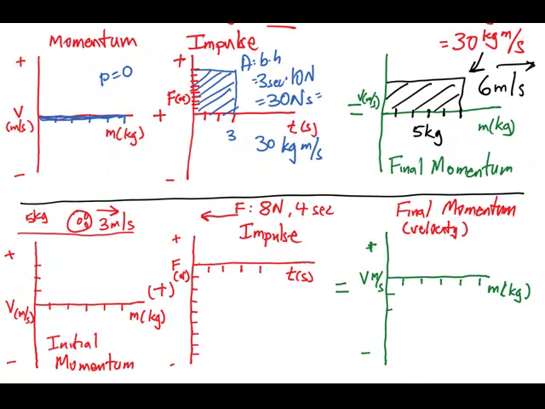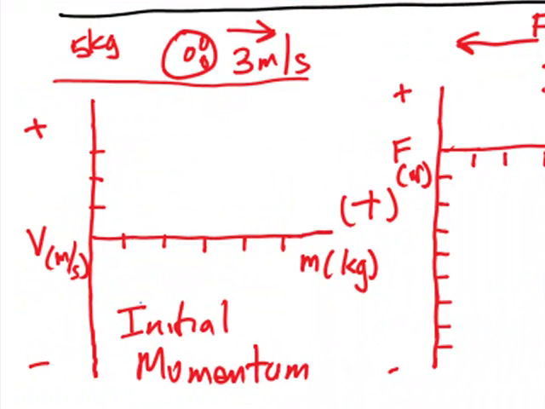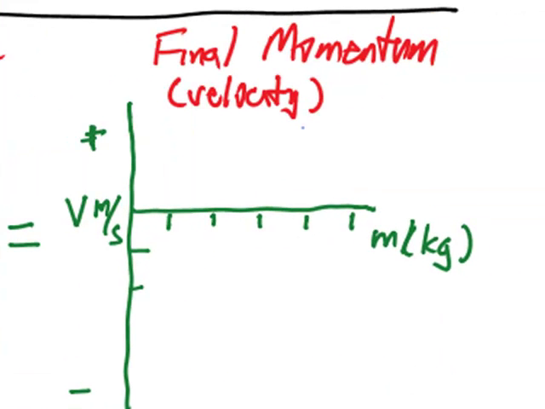Okay, so let's take a look at this circumstance. Now we have that same bowling ball, 5 kilograms, but now it's starting off with an initial velocity to the right at 3 meters per second. We'll calculate the initial momentum here. It's going to receive an impulse, a force of 8 newtons to the left for 4 seconds. What we want to do is find out what its final momentum is, and from that we can figure out the final velocity. Let's go ahead and do this a bit graphically.